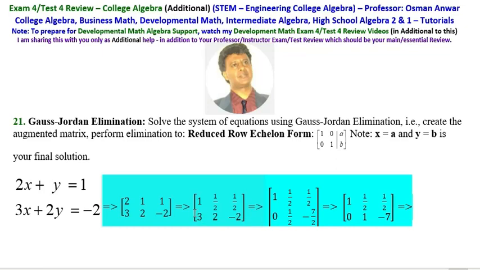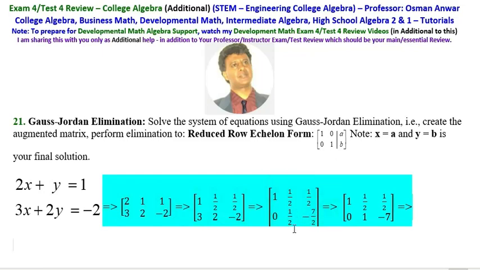Then we're going to turn this to 0. To turn this to 0, keep row number 1 as it is, 1, half, half. Then multiply row number 1 by minus 3 and add it to row number 2. So that is minus 3 times 1 is minus 3, minus 3 plus 3 is 0. Minus 3 times half is minus 3 over 2, plus 2 is half. Minus 3 times half is minus 3 over 2, minus 3 over 2 minus 2 is minus 7 over 2.